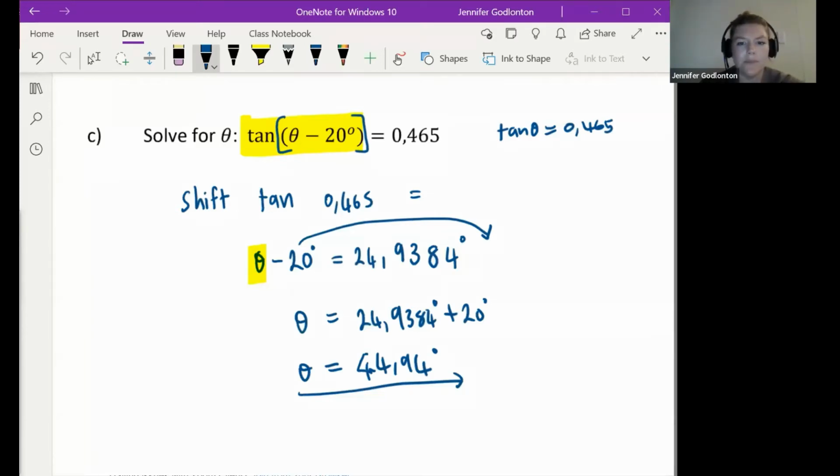Monica, how can I help? Ma'am, can I please ask, here you added the 20, why don't you add it to the calculator and get a final answer? We can't add it to the calculator because when we're looking in the calculator, we're not actually using theta. We're just saying that tan of an angle that we don't know is equal to 0,465. And then we're saying this whole angle is equal to 24,9384, which means just theta would be 44. Okay, ma'am. Thank you.